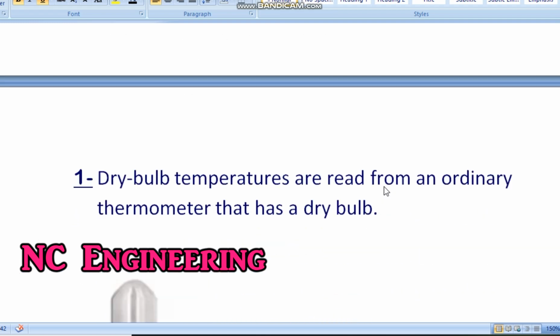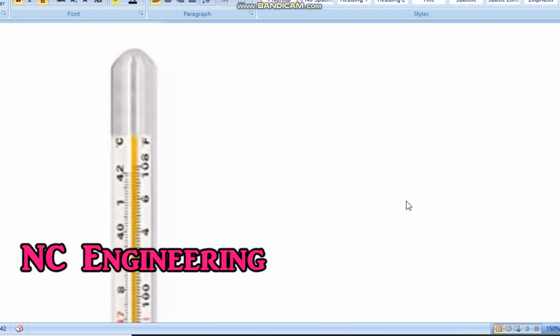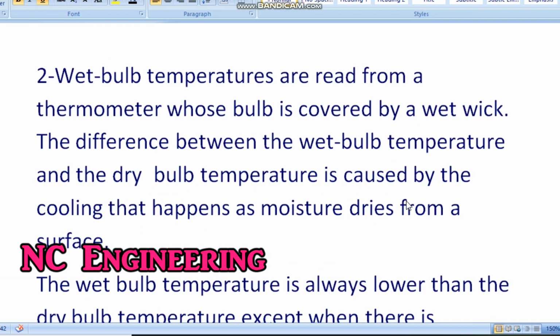Number one is dry bulb temperature, and it is read from an ordinary thermometer. Number two is wet bulb temperature, which is more common in the field of air conditioning. Common people don't use this term. It is read from a thermometer whose bulb is covered by a wet wick, and the difference between the wet bulb and the dry bulb temperature is caused by the moisture that dries from the wet wick covering the bulb, resulting in a cooling effect on the bulb. So the wet bulb temperature will always be less than the dry bulb temperature.